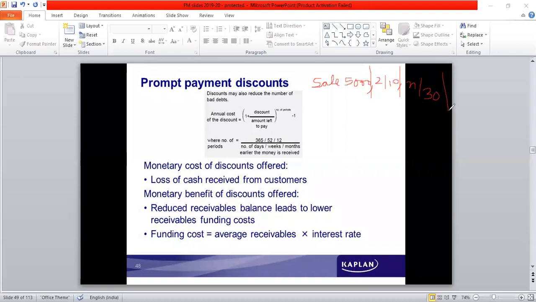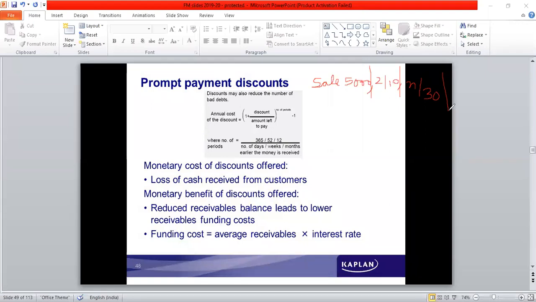In between these two things, there is one more fraction, 2 by 10. Customers are allowed to pay in 30 days, so they can pay at the end of the 30th day. The payment can be made. But if the customers choose to pay within 10 days, they are entitled to receive a discount of 2%.